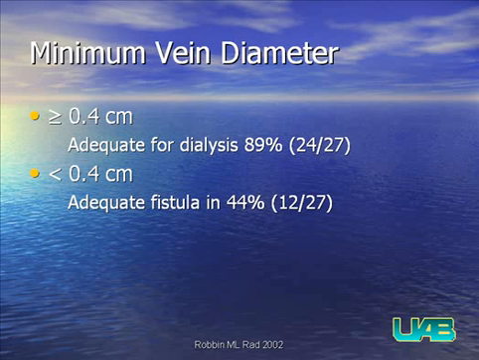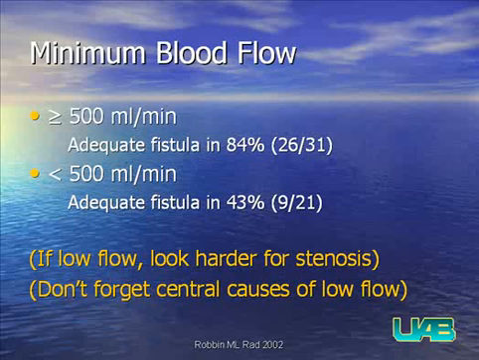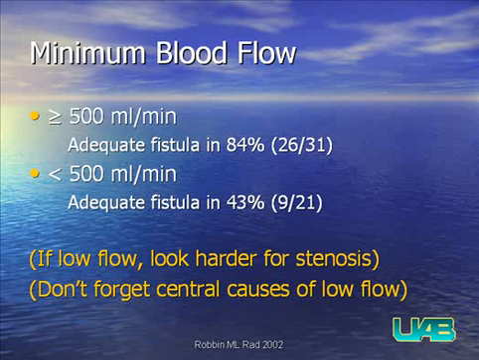If the draining vein is greater than 4 millimeters diameter, these patients were adequate for dialysis in 89% of cases. When they were less than 4 millimeters, only 44% were sonographically or clinically mature. We also look at the volume blood flow of the fistulas, and if the volume blood flow is greater than 500 milliliters per minute, fistulas were adequate in 84%, whereas if less than 500, less than half of these were actually clinically adequate. Be sure and look for the reason if you see a minimum blood flow less than 500.